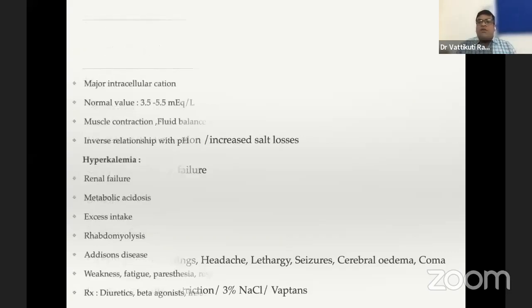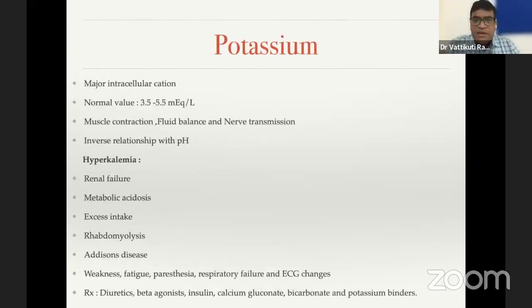You can use tolvaptan. Another electrolyte which is very important for us is potassium, which is a major intracellular cation. The normal value is around 3.5 to 5.5 milliequivalents per liter. It is very important for muscle contraction, fluid balance, and nerve transmission. And it has an inverse relationship with the pH. As the pH goes high, the potassium level falls, and as the pH goes low, the potassium increases.